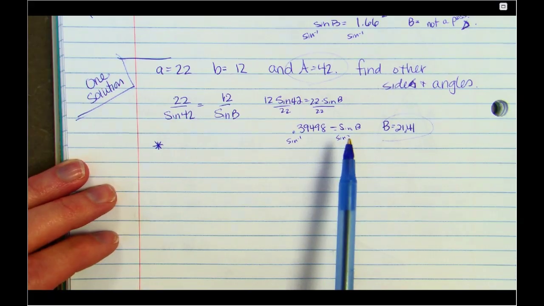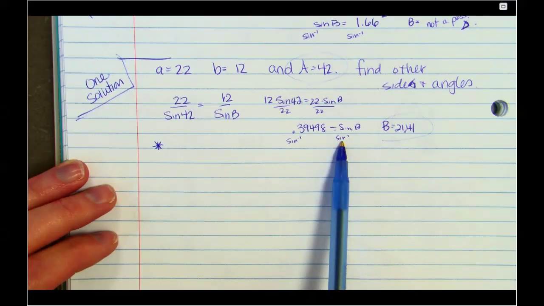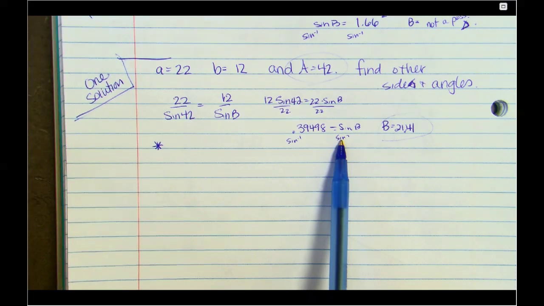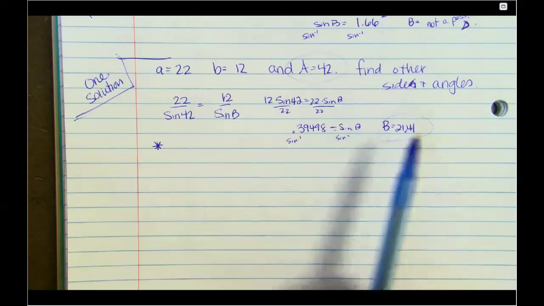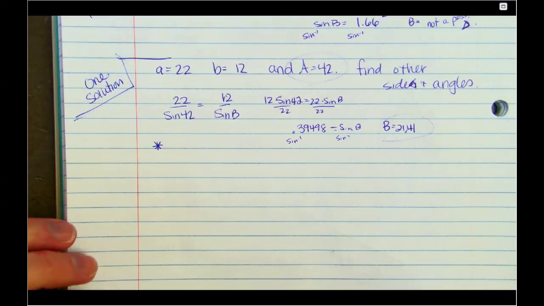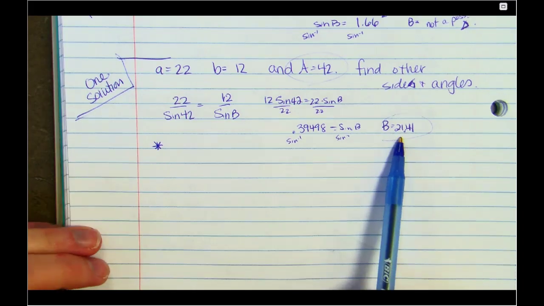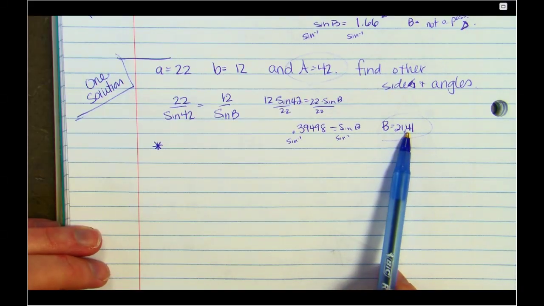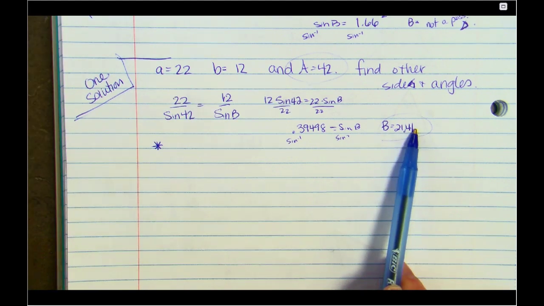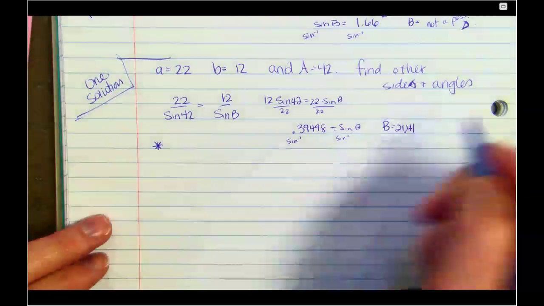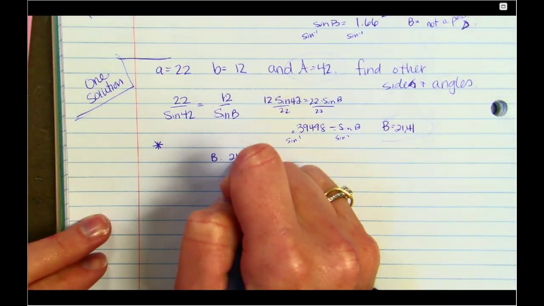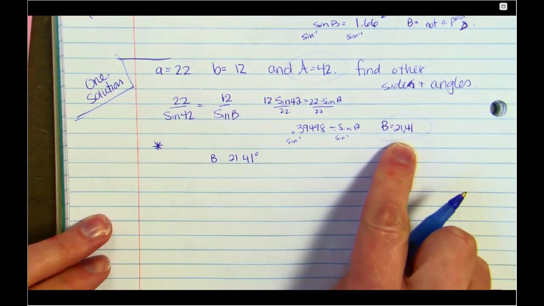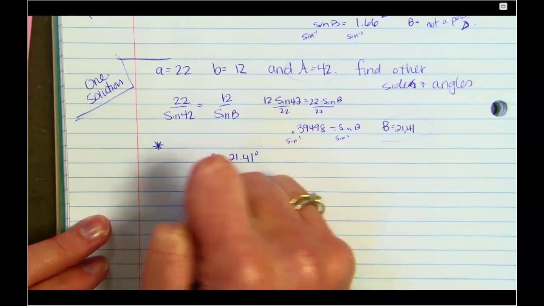When we solve an equation for sine, how many answers are there? There are two. When we were working in radians, how do we find the second answer? We have pi minus the first one. So if we're working in degrees, it's got to be 180 minus this. So there are two options for B. The first B is 21.41 degrees, the one that came from our equation. So what's 180 minus that?